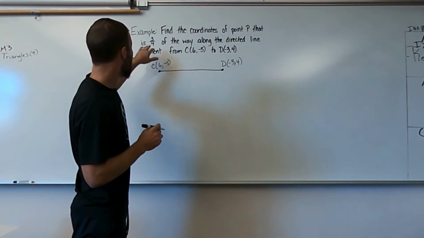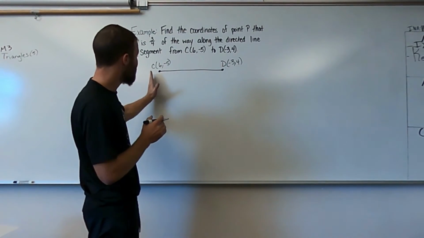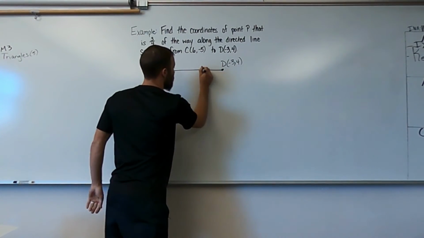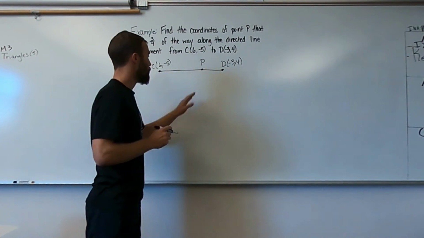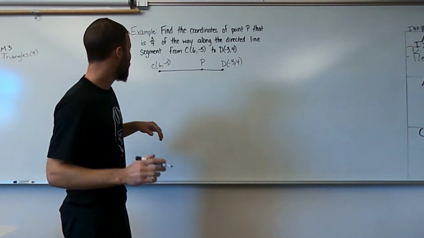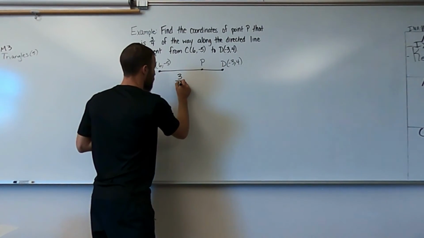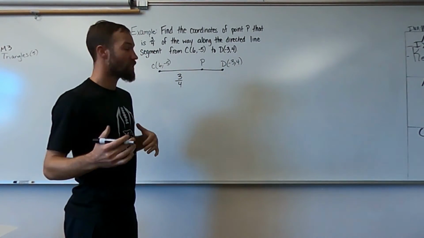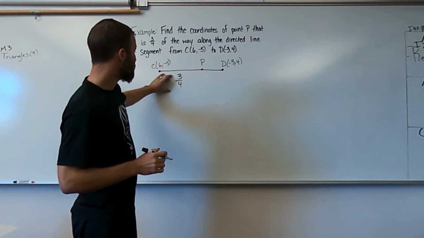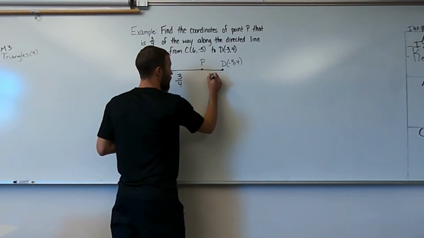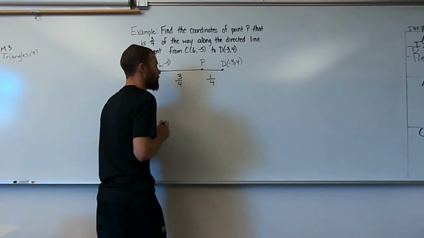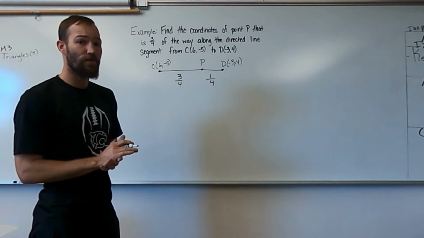And I know that my partitioning point P is going to be 3/4 of the way. So point P, which we don't have the coordinates of, that's what we're finding. So it's 3/4 of the way. So we know with partitioning we want to have two fractions. So if this is 3/4, what can I add to 3/4 to get 1? And that's going to be 1/4. Okay, so now I have my two fractions.